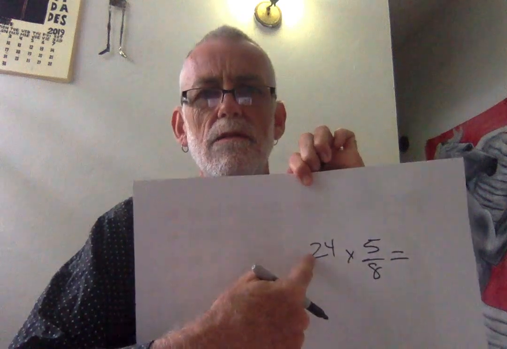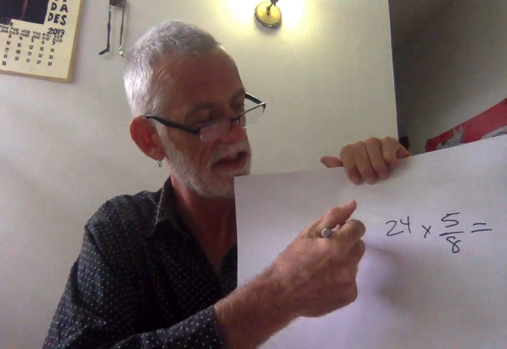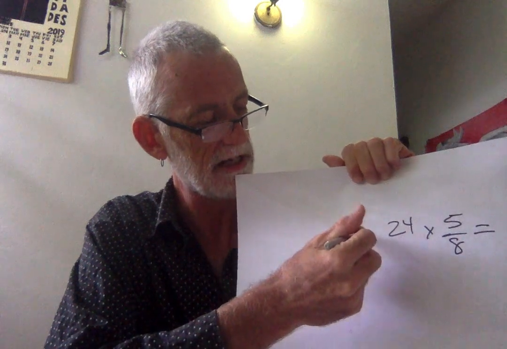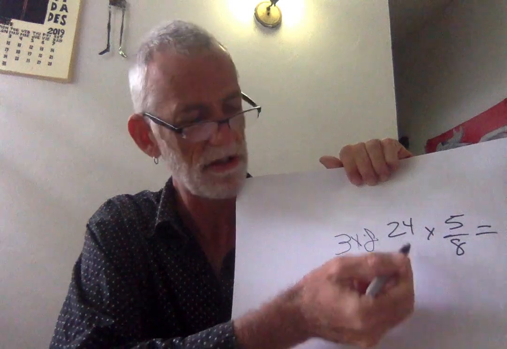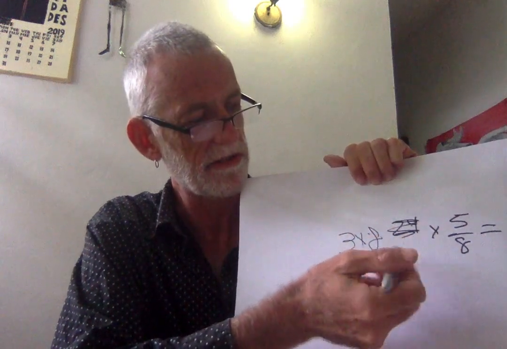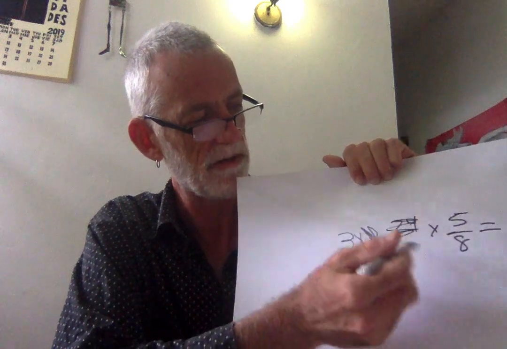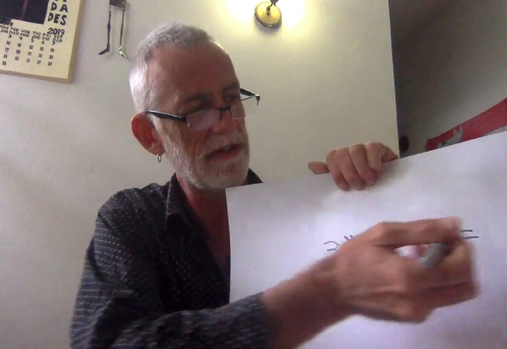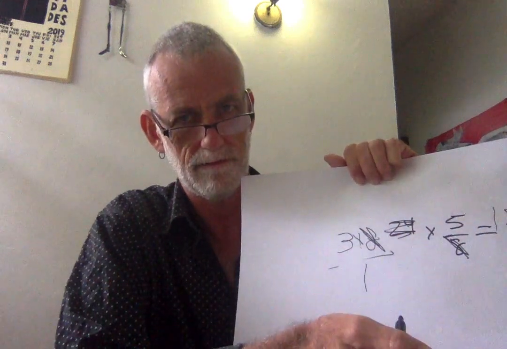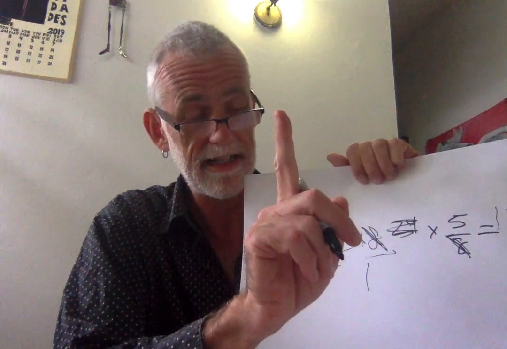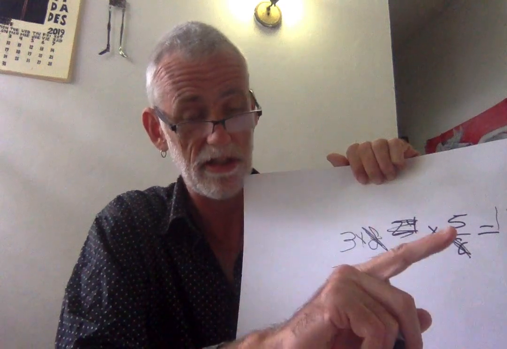I know that 24 is the same as 3 times 8. So I'm going to change that 24 into 3 times 8. Oh, I have an 8 on the top and I have an 8 on the bottom. I'm going to get rid of them. 3 times 5 is 15. That's the answer. But it's not yet completely the answer, because that's how much he spent on the jeans.